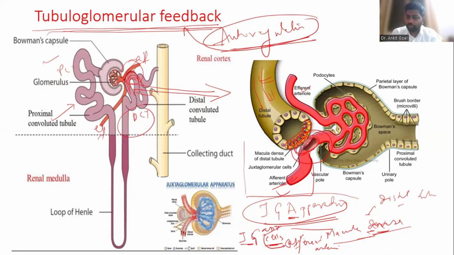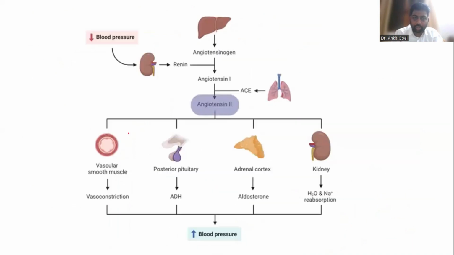What is the importance of this whole tubuloglomerular feedback? Now, how does it work? Suppose there is a decrease in the blood pressure. Okay, if there is a decrease in the blood pressure, what will happen?